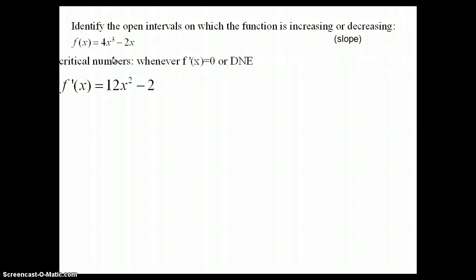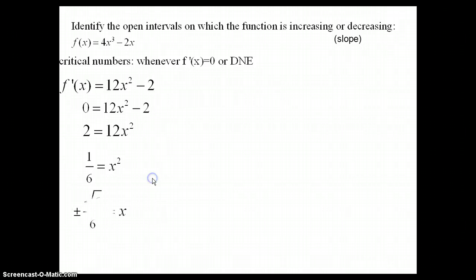All right, so let's look at an example here. We're going to try to determine where this function is increasing or decreasing. So first of all, we're going to find our critical numbers, and that's whenever our derivative is equal to 0 or does not exist. So here we've got our derivative. We're going to set it equal to 0. Solve it, and we get x equals positive and negative square root of 6 over 6.